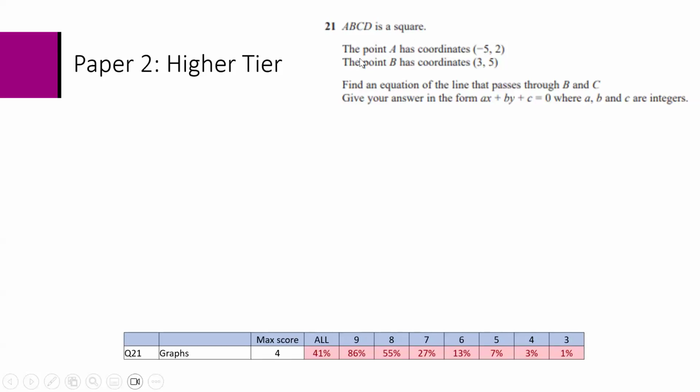ABCD is a square. Points A and B are given. Find the equation of the line that passes through B and C. Give your answer in the form ax plus by plus c equals 0, where a, b, and c are integers. That might have thrown some students. Average mark on this one, 41%.